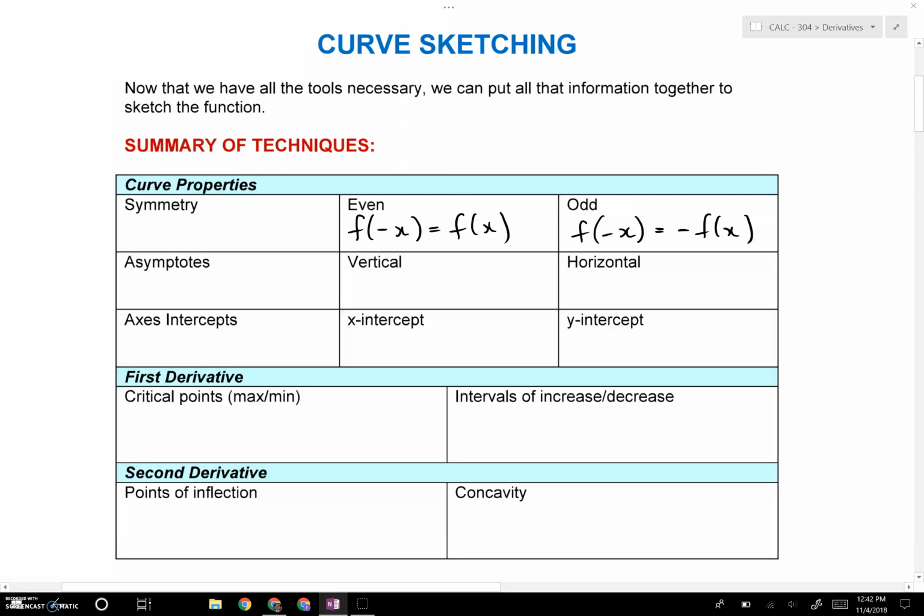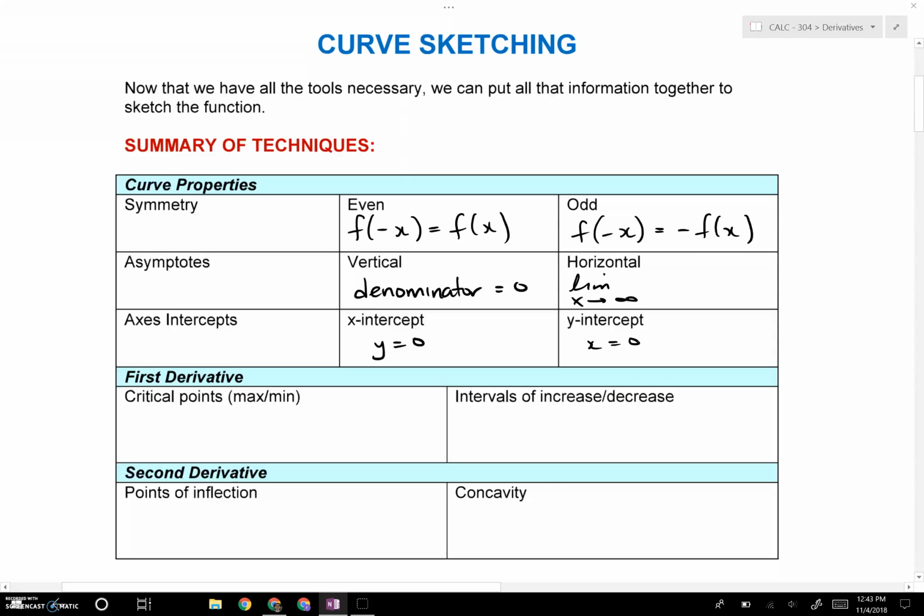In order to find asymptotes, we can have vertical or horizontal. To find the vertical asymptotes, we set the denominator equal to 0. That's the fastest way. And horizontal asymptotes, the fastest way is to take the limit as x approaches infinity. To find the axes-intercepts, we know to find the x-intercept, we set y equal to 0 and solve for x. To find the y-intercept, we set x equal to 0 and solve for y.